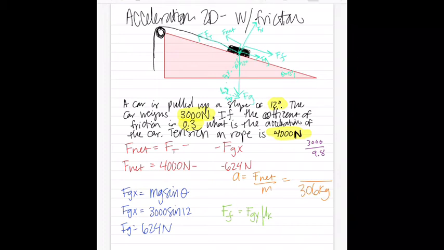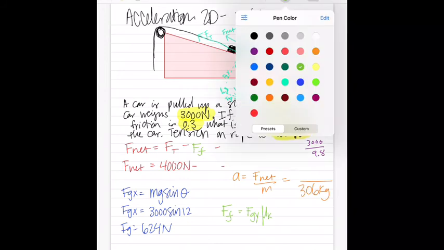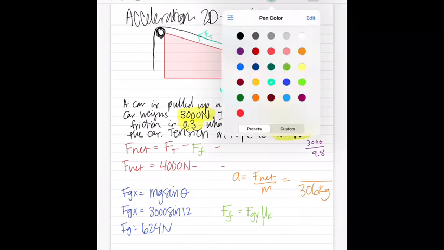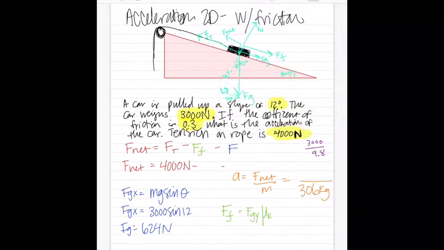So I'm actually gonna color this real quick. Let's do this in this color here, and let's color code Fg of x here, just to make things a little more understandable. So this is Fg of x. This is 624 newtons. Okay. So that makes things a little bit easier for us since everything's kind of color-coded. So let's go back. Let me go to this green color. So frictional force is going to be Fg of y mu sub k.